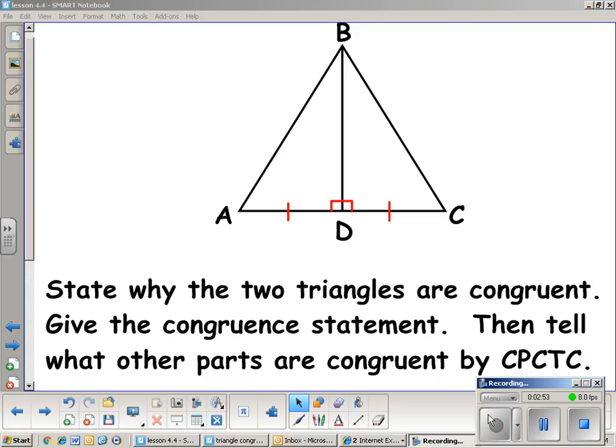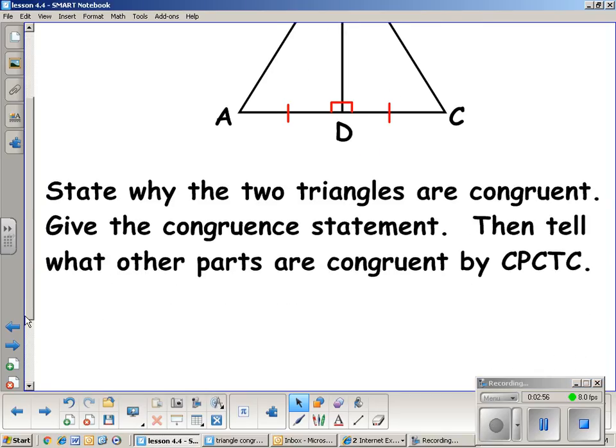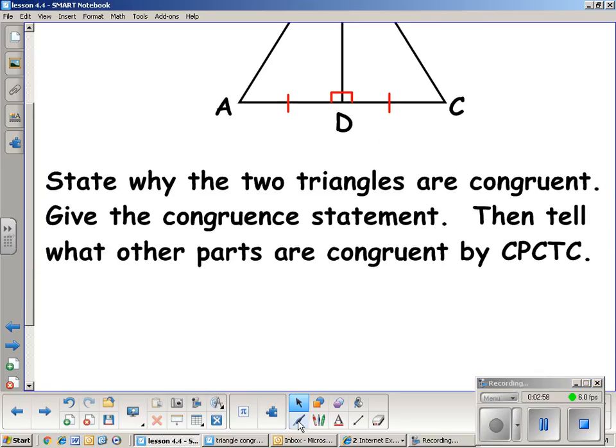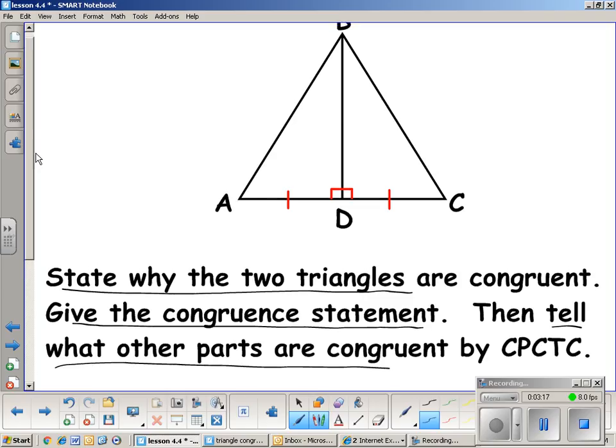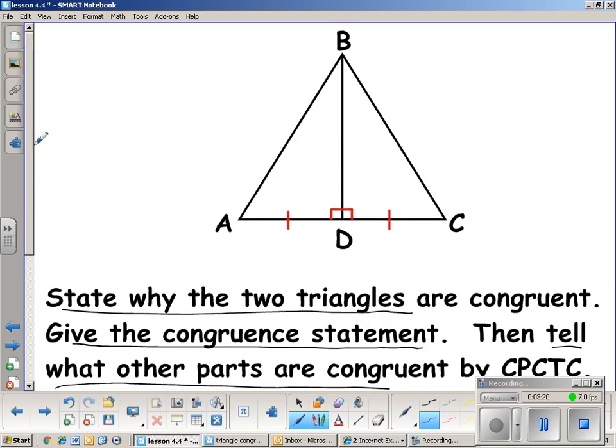All right, on this question, there's really 3 questions here. It says to state why the triangles are congruent. That's the first question. Give the congruent statement. That's the second question. And then tell what other parts are congruent. It's the third question. So there's 3 things we have to answer here. To begin with, it says state why the two triangles are congruent. Now, it's not saying to write the whole proof. It's just saying the punchline of the proof would say triangle what congruent to triangle what because of why.